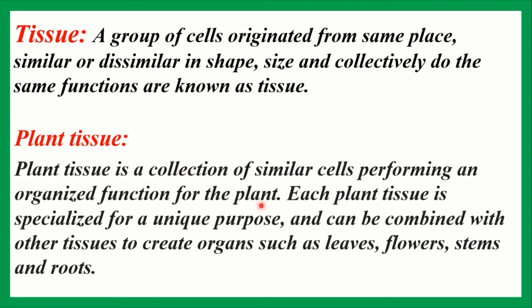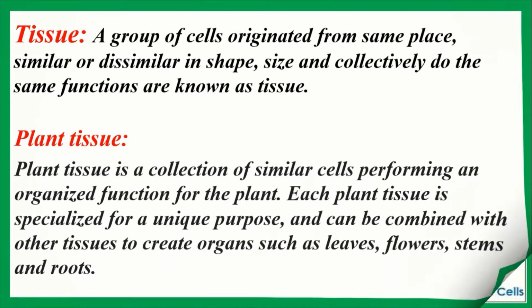Plant tissue is a collection of similar cells performing an organized function for the plants. Each plant tissue is specialized for a unique purpose and can be combined with other tissues to create organs such as leaves, flowers, stems, and roots. An assembly of similar or different types of cells in the same organ and performing a specific function is called tissue. So mainly plant tissues are of two types, meristematic tissue and permanent tissue.